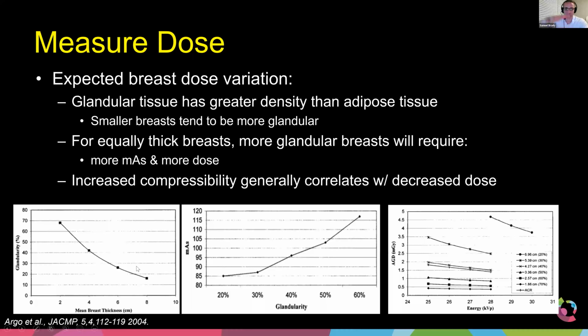And then we know, of course, the more we compress the breast, the thinner it gets, the less radiation we need to use to penetrate it, fewer photons. And that's unfortunately why we put all these women through the horrible experience of compressing their breast. But you see here on these plots that the thinner they go, the lower the dose is. And the thinner they go, the less KV we need to use, which is a good thing for image quality, because as KV goes down, contrast goes up.